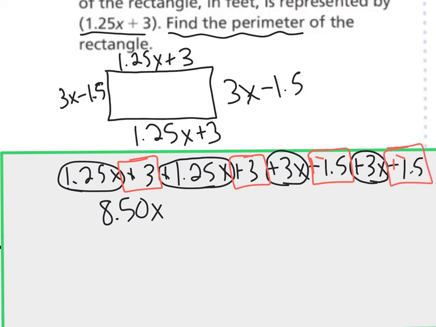And then we look at our constants, just the plain numbers. Again, if we want to start with the easier stuff, 3 plus 3 is 6. And then negative 1 and 5/10, negative 1 and 5/10. Think about $1.50 and $1.50 would be $3. So that'd be negative 3. 6 plus negative 3 would be 3. So this would be our perimeter. Again, the 0 is optional. You could put 8 and 5/10 x plus 3 would be fine also.